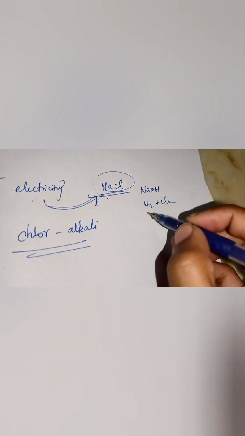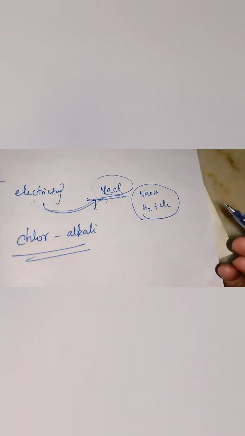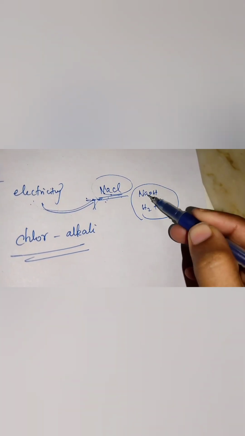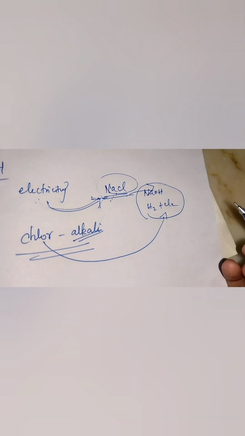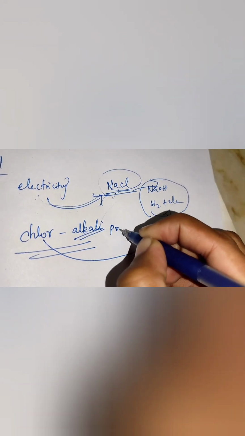Why is this called the chlor-alkali process? The products formed are chlorine, hydrogen and sodium hydroxide. The chlor is for chlorine and the alkali is for sodium hydroxide. So this process is known as the chlor-alkali process.